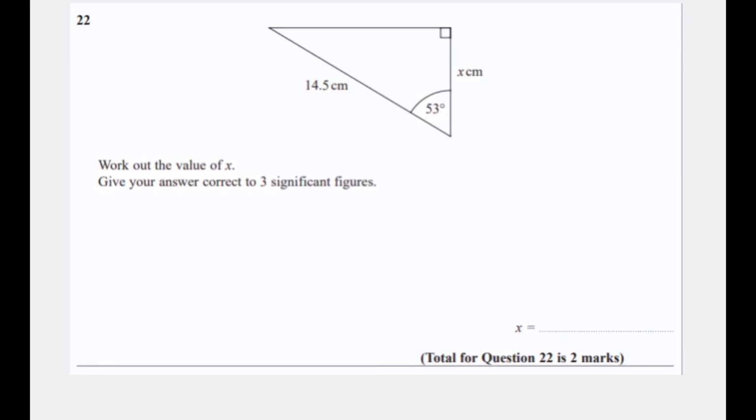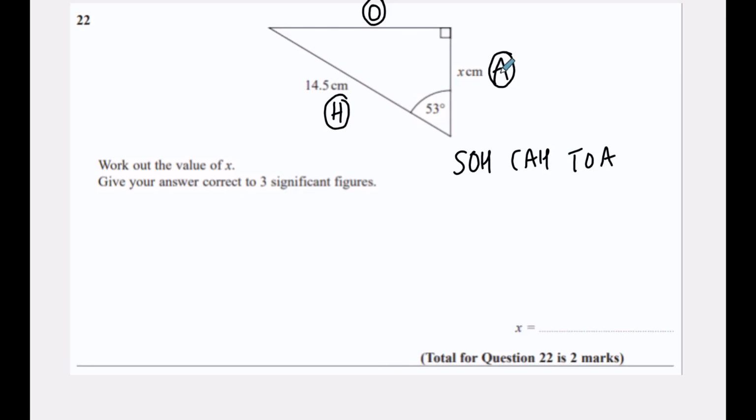We can label the sides. So the longest side opposite the right angle is called the hypotenuse. Opposite the angle is called the opposite. And in between the angle and the right angle is called the adjacent. So we can use SO, CA, or TOA.